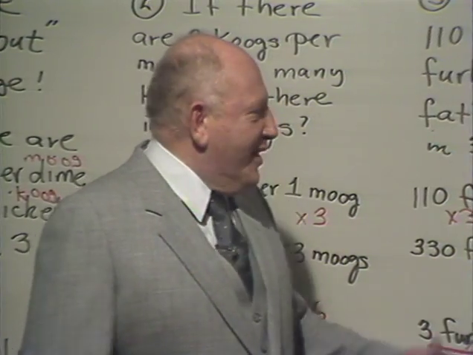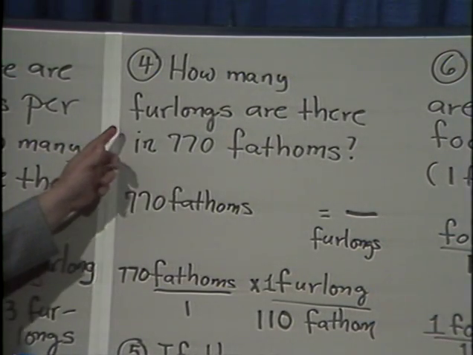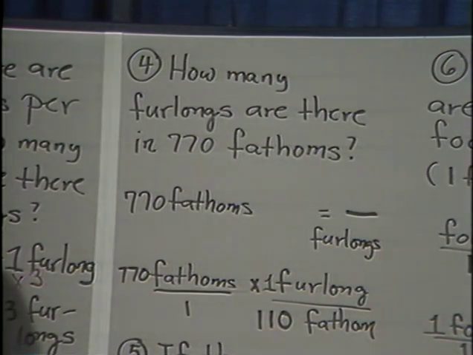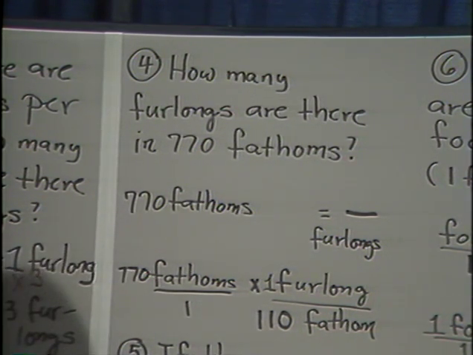Anyway, let's go on with this and watch how this works again. The next problem says, how many furlongs are there in 770 fathoms? One of the problems that happens now is, you know that there are 110 fathoms per furlong, okay?